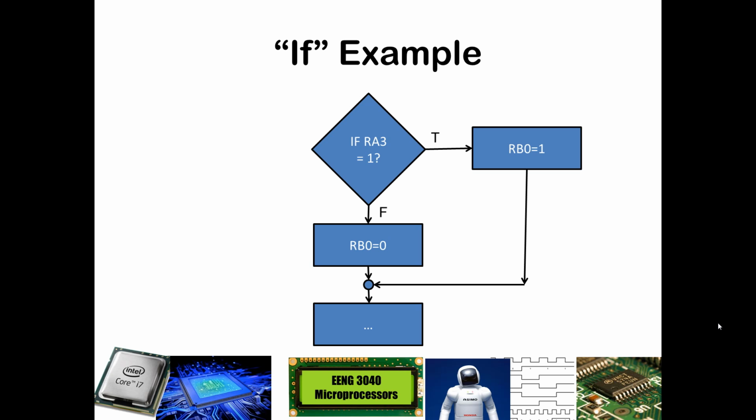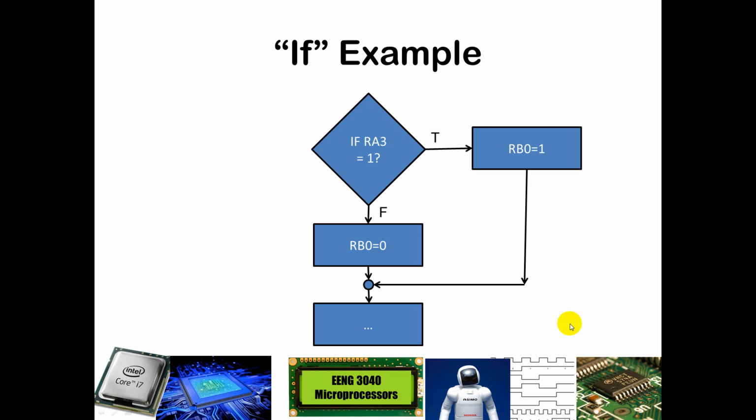So in order to do this, we need to think about what actually has to happen. And one way we can visualize that is with a flowchart here. Remember the diamond operator, that's the decision. So we're asking ourselves, is port A bit 3, also known as RA3, equal to 1? If it is, then we're going to set RB0 equal to 1, port B bit 0 equal to 1. If it's not, then we're going to set port B bit 0 equal to 0. And then presumably our code's going to do more things than just this, so we're going to rejoin after we do that and go on to whatever other code we have to execute.